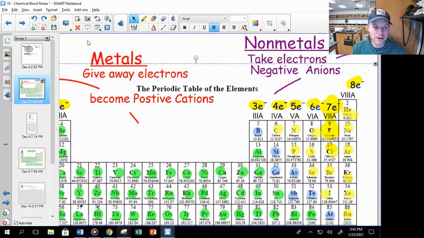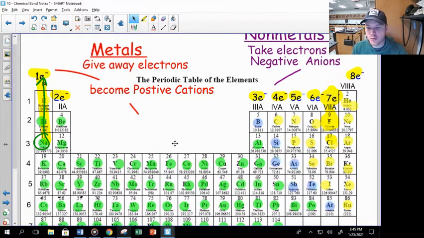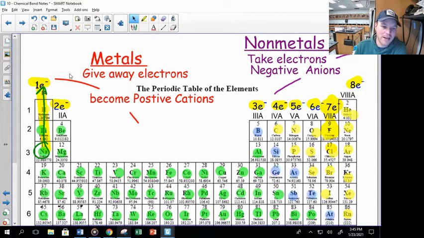You'll definitely want this periodic table out, okay? We're going to put some more labels on here. So you probably have things like metals give away electrons and become cations, and nonmetals take electrons and become anions, and 1 valence electron, 2 valence electrons, 3, 4, all the way up to 8 in group 8, all that good stuff. So you'll need this periodic table. We're going to come back to this here shortly to label it a little bit more.